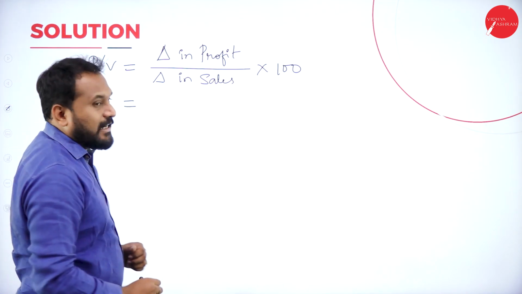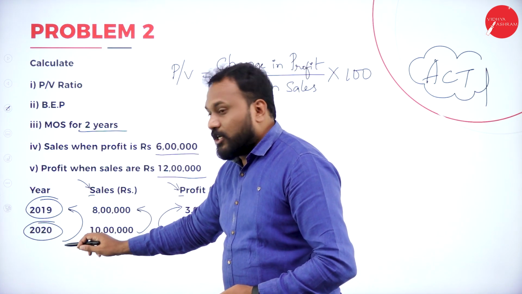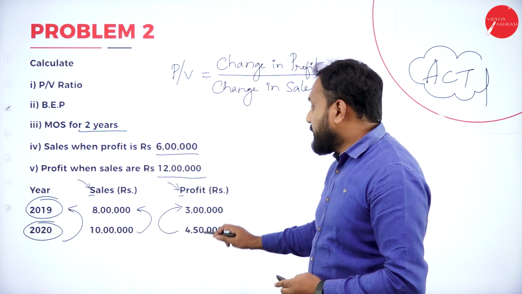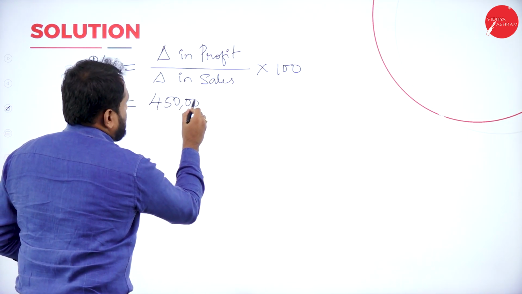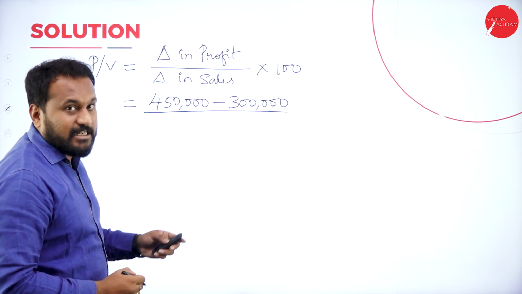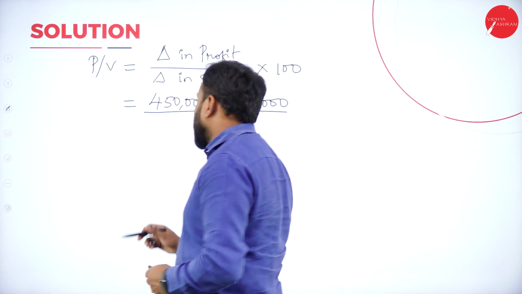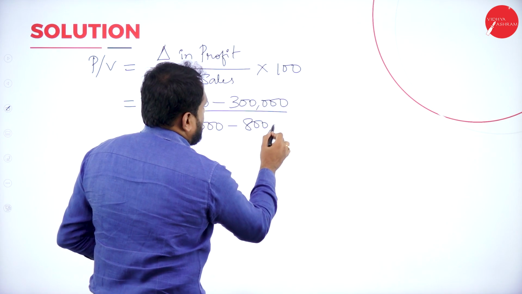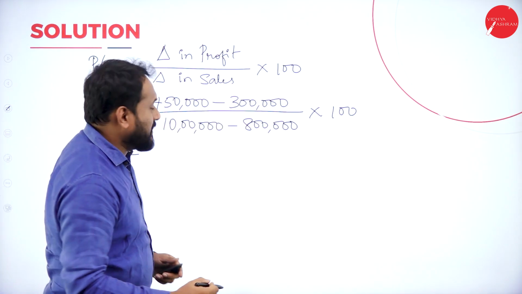Now what is the change here? Understand the change. You are supposed to be very careful when you are taking the questions. Here, 2020 should be subtracted with 2019. So profit is how much? 4,50,000 minus 3 lakh, divided by, now again you are supposed to go with sales. What was the sales here? 10 lakh minus 8 lakh, into 100. So again the point here, 4,50,000 minus 3 lakh is 1,50,000.